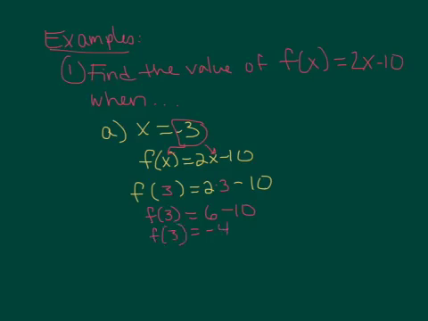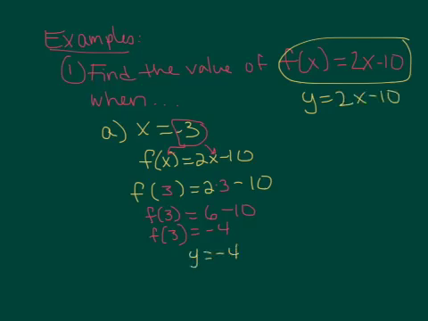Now, as you're doing these problems, on this particular type, if you want, you can rewrite the whole entire equation as y equals 2x minus 10, and then write your answer as y equals negative 16. That is completely okay. However, you do need to know the notation, that f of negative 3 is the same thing as the value of y when x equals negative 3. So you can do it that way if it makes you feel more comfortable.